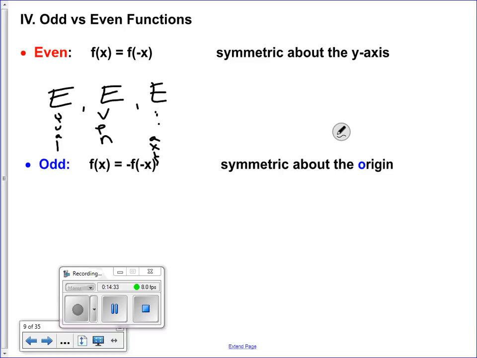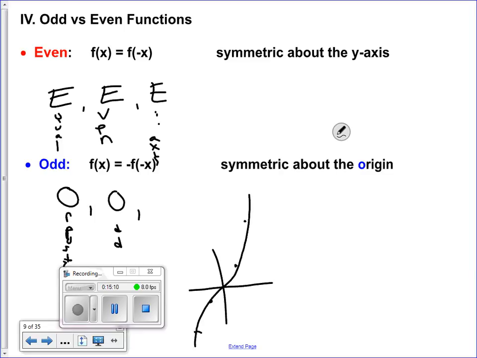Now, if you have a function, when you plug in negative x for all the x's, you get the opposite of the original value of f of x. You get negative f of x. Opposite. Then we say that that function is odd. So if you plug in 1, you get positive 1. Then when you plug in negative 1, you have to get negative 1. If you plug in 2 and you get 7, you plug in negative 2, you get negative 7. And if that's true all the time, your graph is going to be symmetric about the origin. Great, the way that works out.